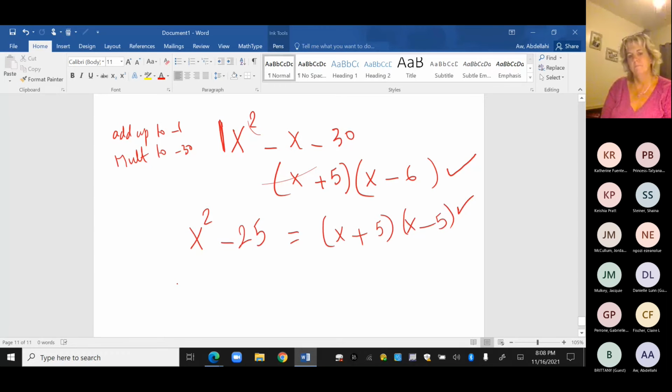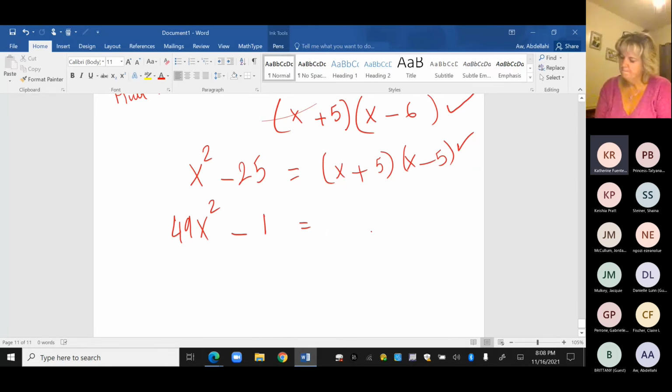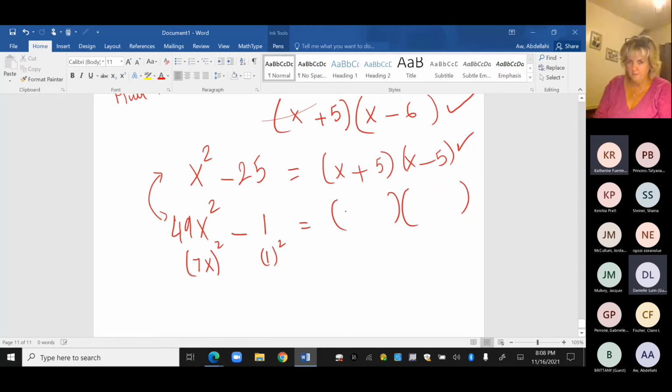Everybody knows if you have something like 49x squared minus 1, how you factor that? These two are in the same category. They factor the same way. 49x squared is the square of what? 7x. And 1 is the square of what? 1, right? So what's it going to be? 7x plus 1, 7x minus 1. Exactly. You're going to see something like that on the quiz also, and on the upcoming test.